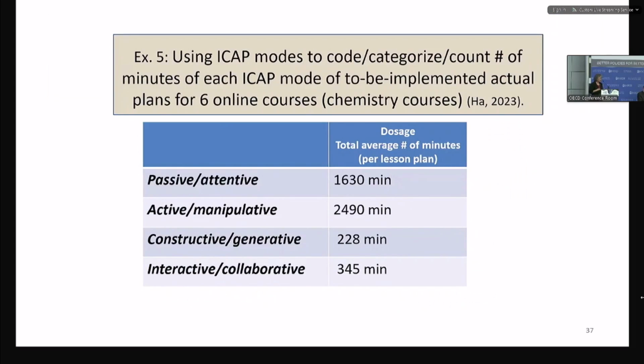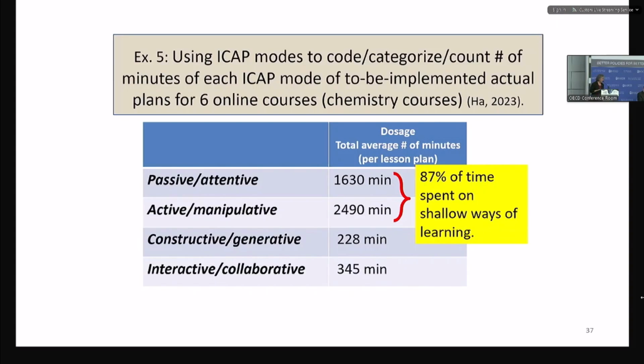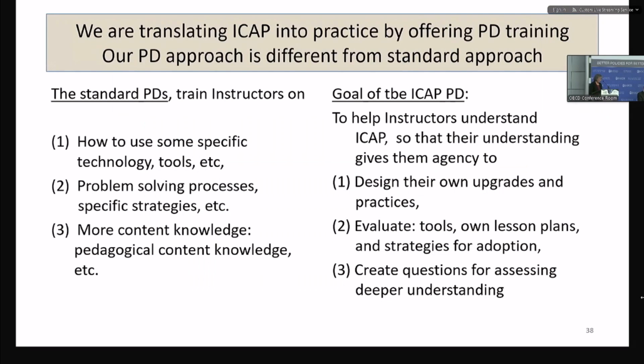And here's another example of a chemistry professor, 6 online chemistry professors' lesson plans. One of the graduate students took a look at the lesson plans and actually counted how many minutes of the activity for the whole class semester is active, how many minutes passive, and constructive and generative, and so on. So you can see that of the minutes, 87% of the time was spent on shallow ways of learning, active and passive. These are actual online courses. I'm not going to give you any more examples.